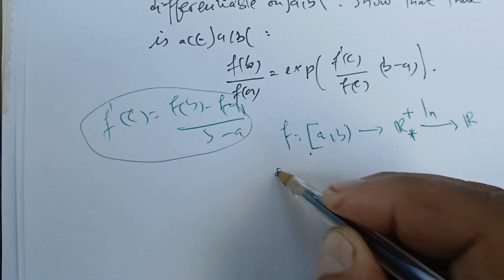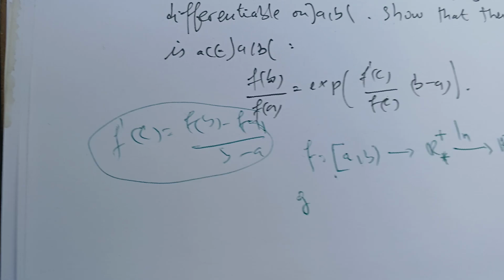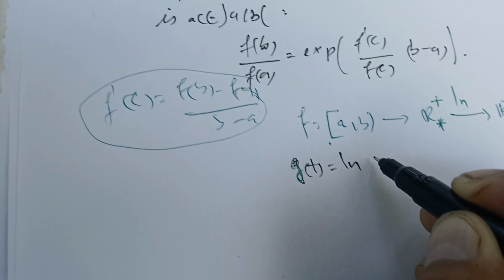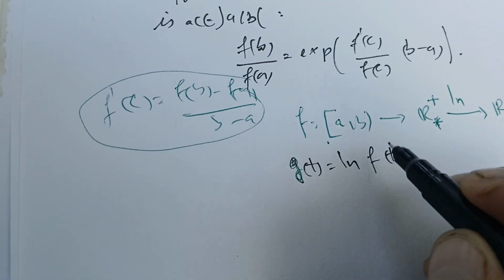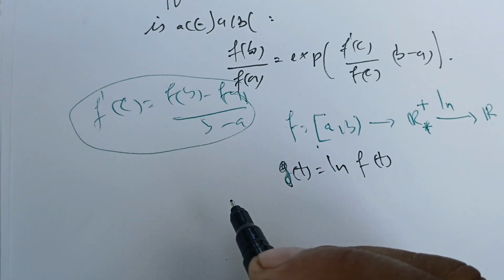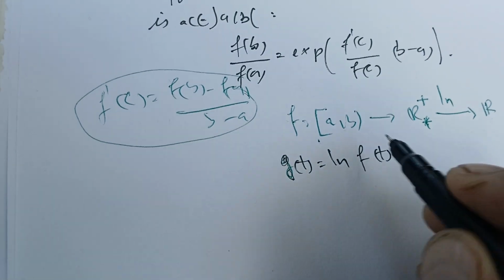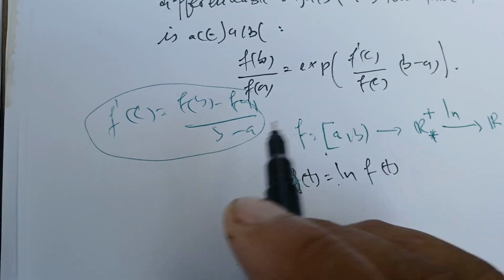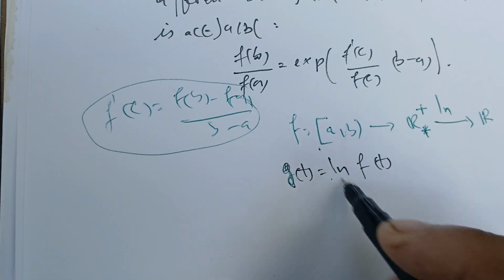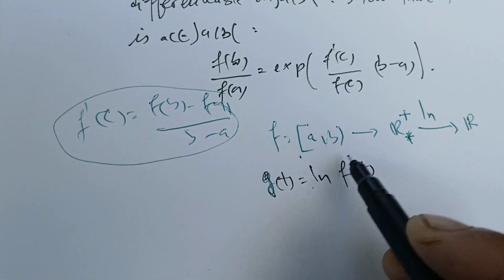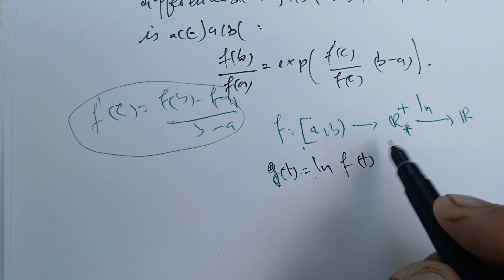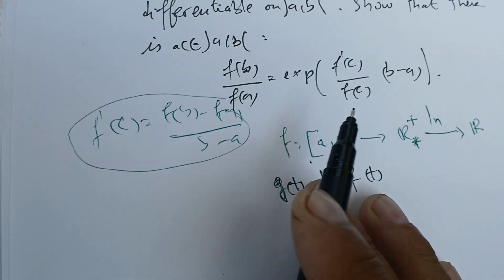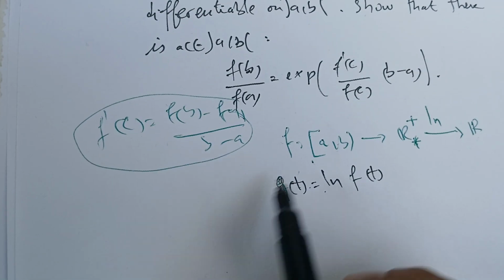So let's define g. If we define g(t) as the natural log of f(t), we will have g(t) defined on [a, b] going to R. And this is the composite of two continuous functions. Therefore, g(t) is continuous and differentiable on (a, b). This tells us that we can apply the mean value theorem for g(t).